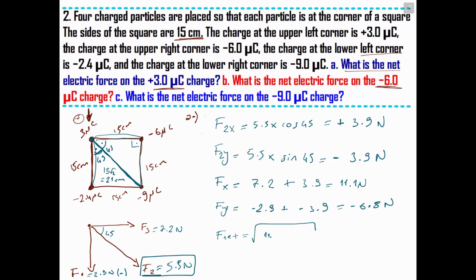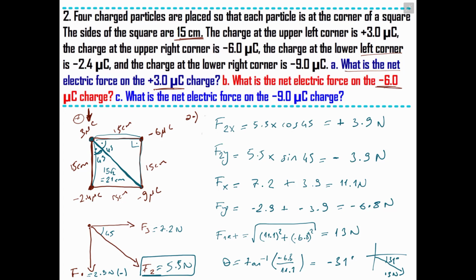To calculate the net force, F net, we have to use the Pythagorean theorem. So 11.1 squared plus negative 6.8 squared. The result is going to be 13 Newton. And we have to calculate the direction of it, of course. To calculate the direction, we need the inverse tangent formula. That equals inverse tangent of negative 6.8 over 11.1. So the angle will be negative 31 degrees. That means it will be like this: 31 degrees, the value 13 Newton.